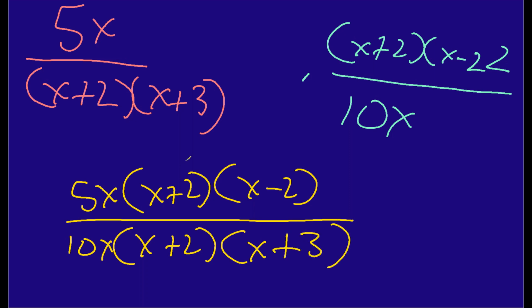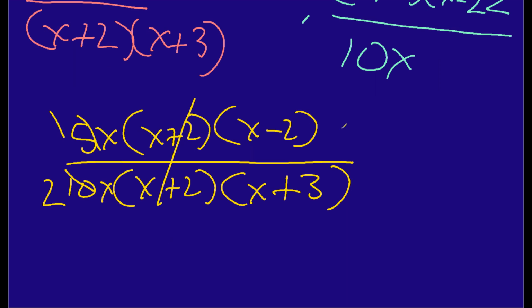All right, so here's the first thing. The 5 becomes a 1, the 10 becomes a 2 because they simplify like that. The x plus 2, they cancel out like so. And so now I'm left with the following. So this will be reduced down to, let's see here, 5x. Yeah, this is gone too.